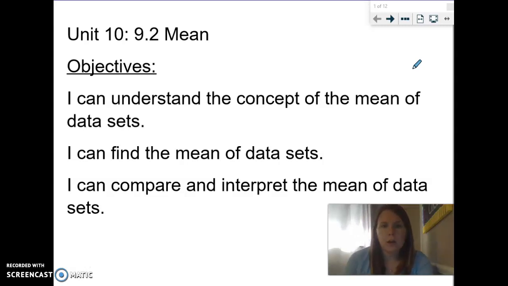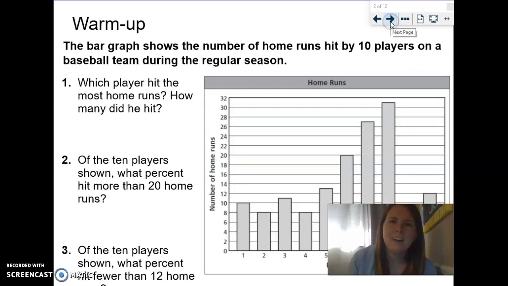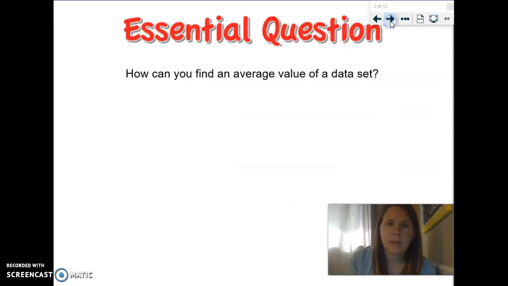So our I cans for today are: I can understand the concept of the mean of data sets, I can find the mean of data sets, and I can compare and interpret the mean of data sets. So what do those means really mean? All right. We're skipping our warm-up. We're moving ahead. So our essential question today is how can you find an average value of a data set?